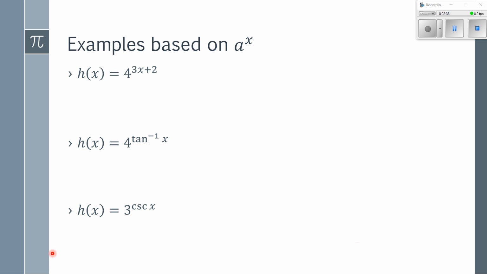So examples of this. I have an exponential, constant base, variable exponent. So its derivative is going to be itself times the natural log of the base, but then I need to worry about chain rule, times the derivative of the exponent. So this part is for the exponential, and this part is from the chain rule.